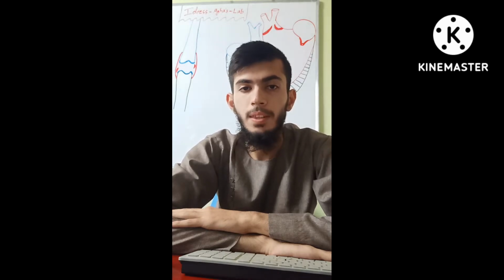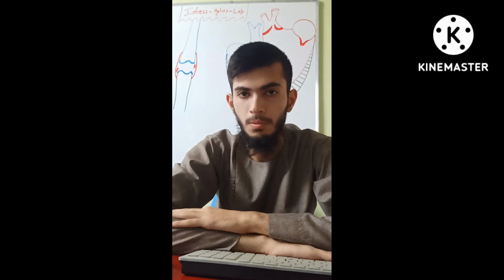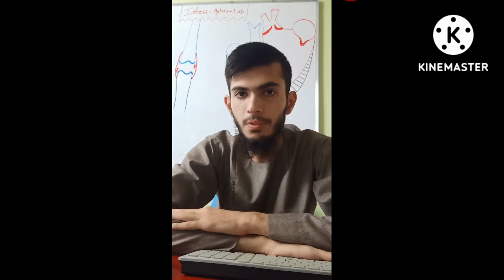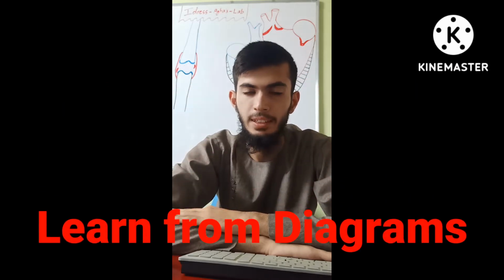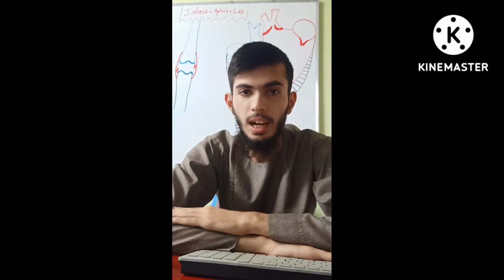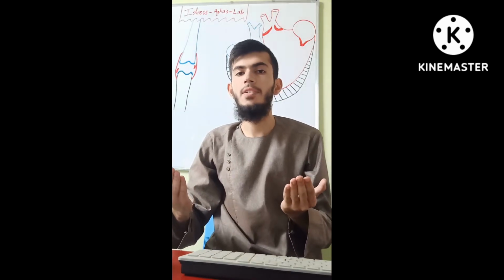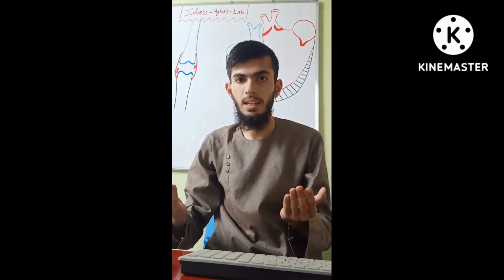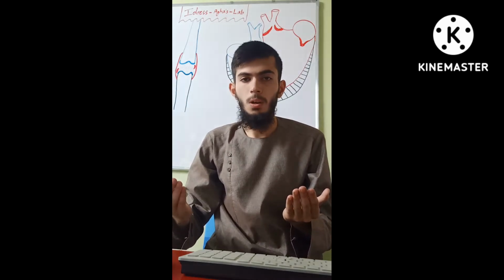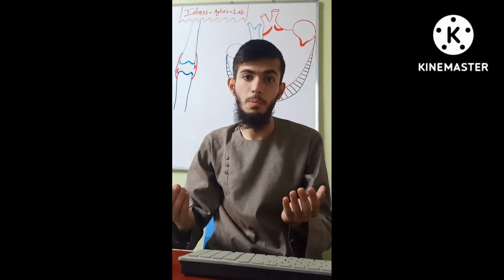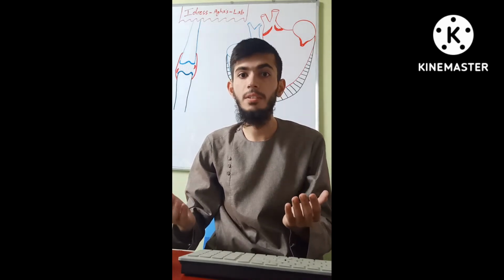So the first step to learn something effectively or rapidly is to learn something from what? Learn something from diagrams. So what is meant by these diagrams? Suppose you have 20 lines of text, and on the other hand you have the picture or diagrams or other things like that. So which one is better to be memorized really effectively and rapidly?